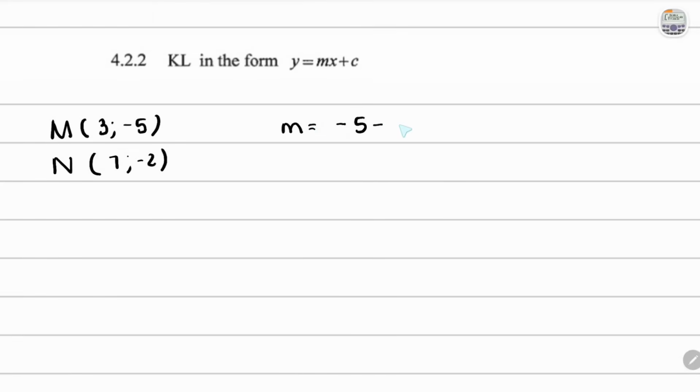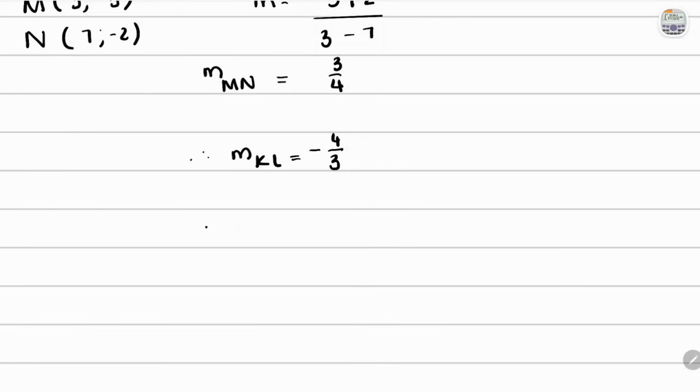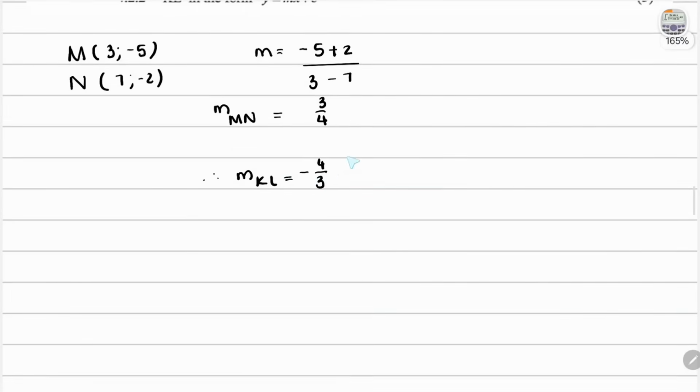So these are our points, and the gradient is found by saying y2 minus y1. So that's negative 5 minus negative 2, which becomes a plus 2, over x2 minus x1, which is 3 minus 7. So that's going to give you 2 minus 5 is negative 3. 3 minus 7 is negative 4. So that gives you a positive 3 over 4. That's the gradient of MN, the radius. Now to find the gradient of the tangent, since we know that the radius and the tangent are perpendicular at the point of contact, we will find the gradient of line KL, the tangent, by simply switching the numerator and denominator and then multiplying that by negative 1. That way, it confirms that if you take the gradient of your radius and you multiply by the gradient of the tangent, it will give you negative 1.